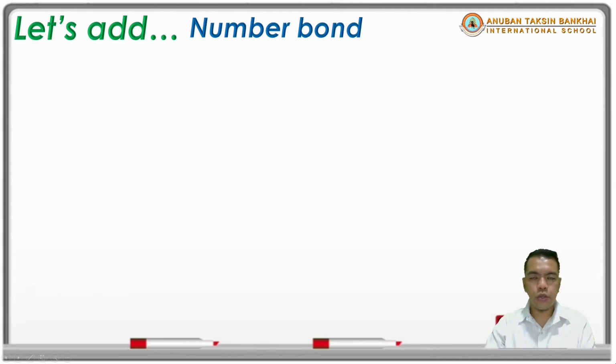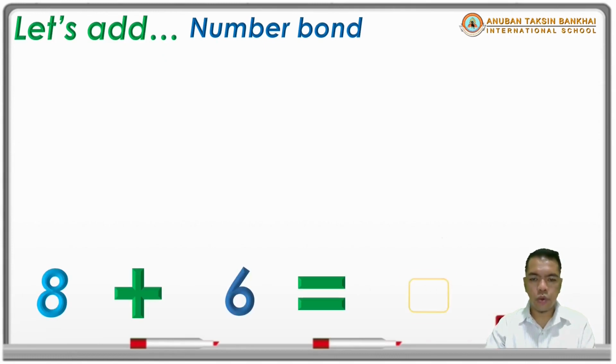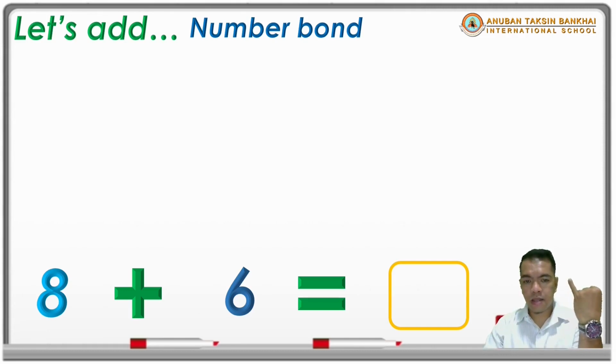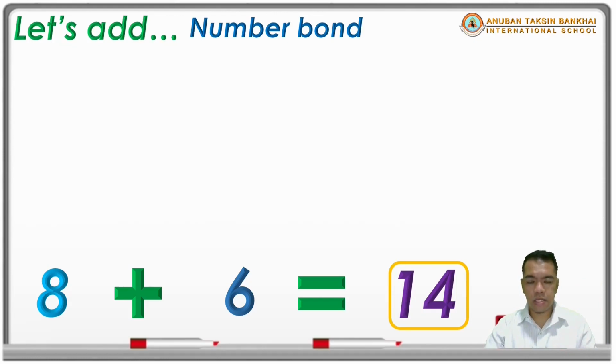Let's add using number bond method. 8 plus 6 is equal to blank. Let's use counting on method. 8, 9, 10, 11, 12, 13, 14. We have 14. 8 plus 6 is equal to 14.